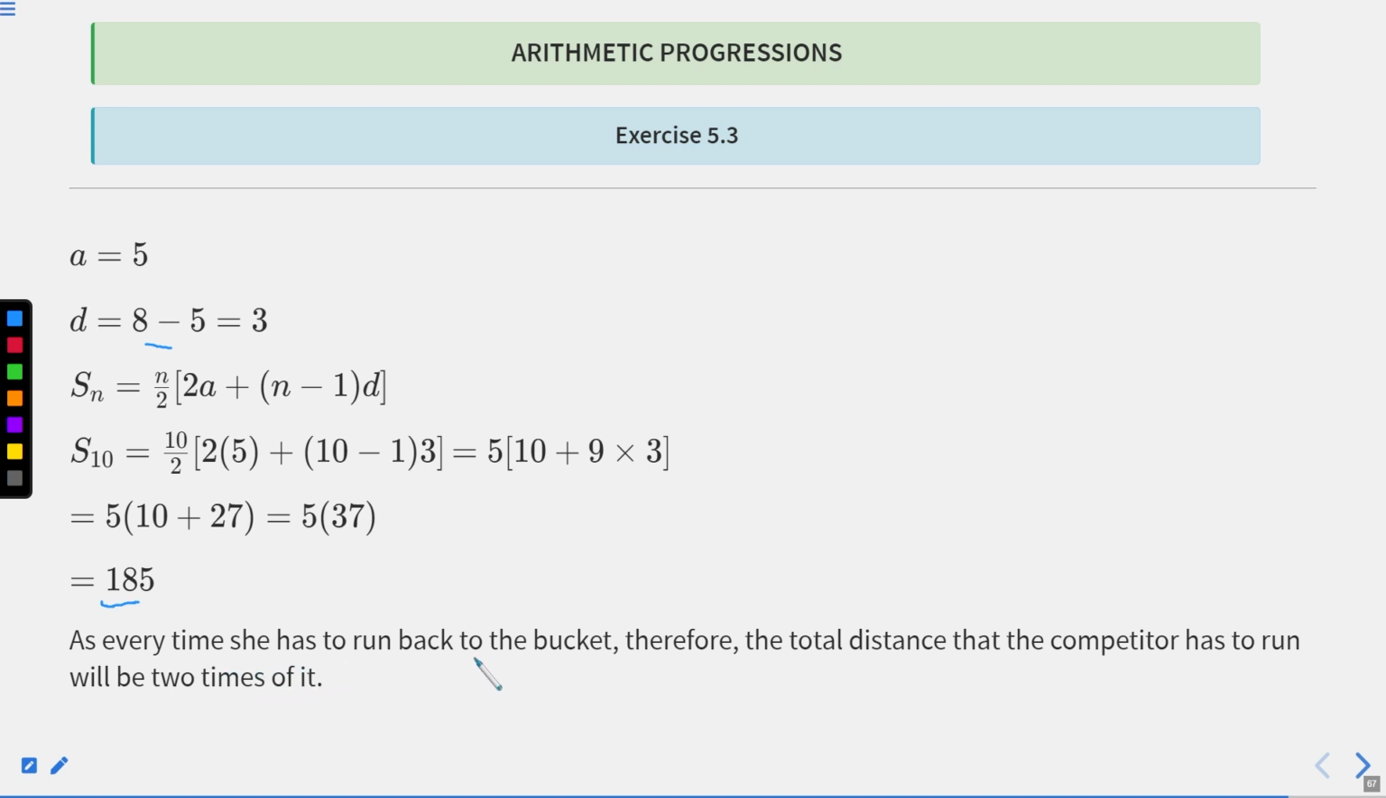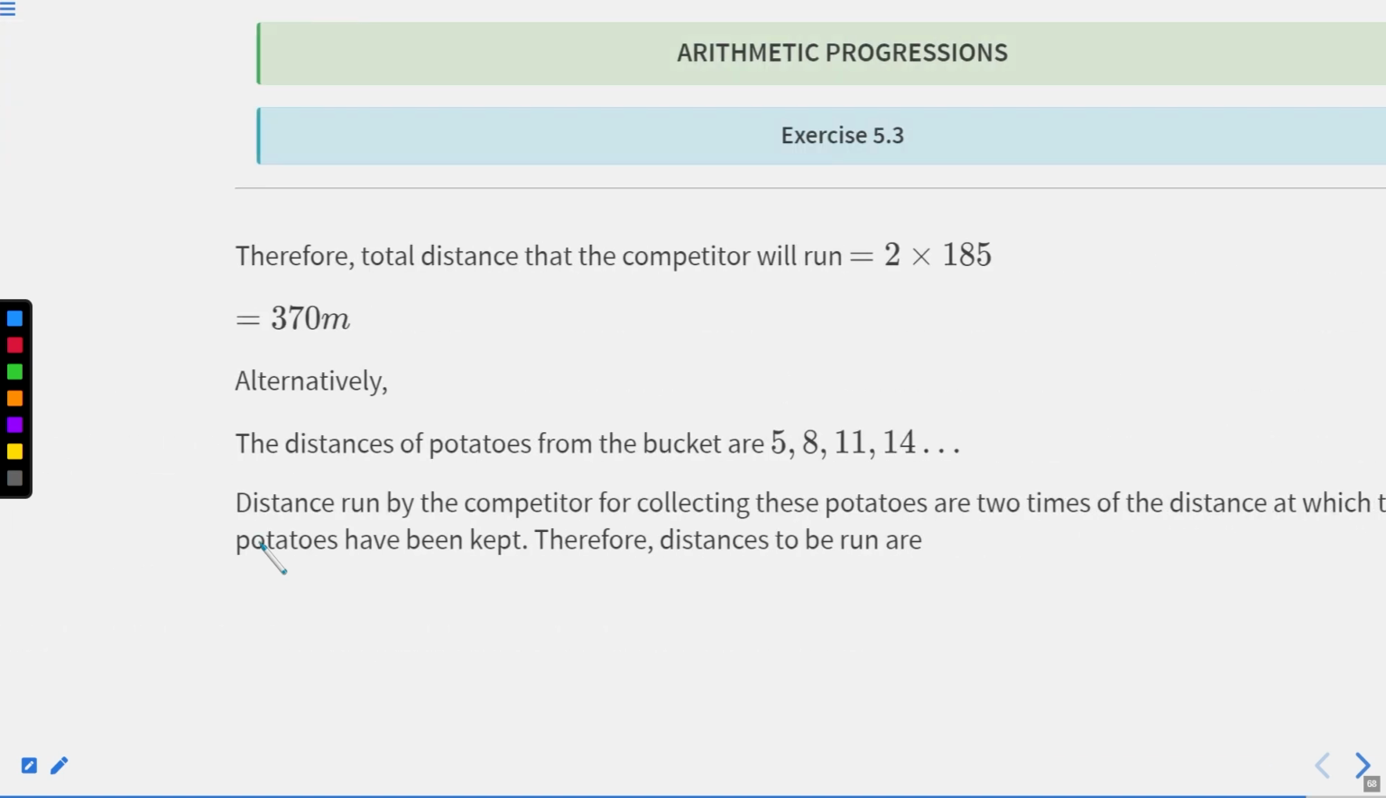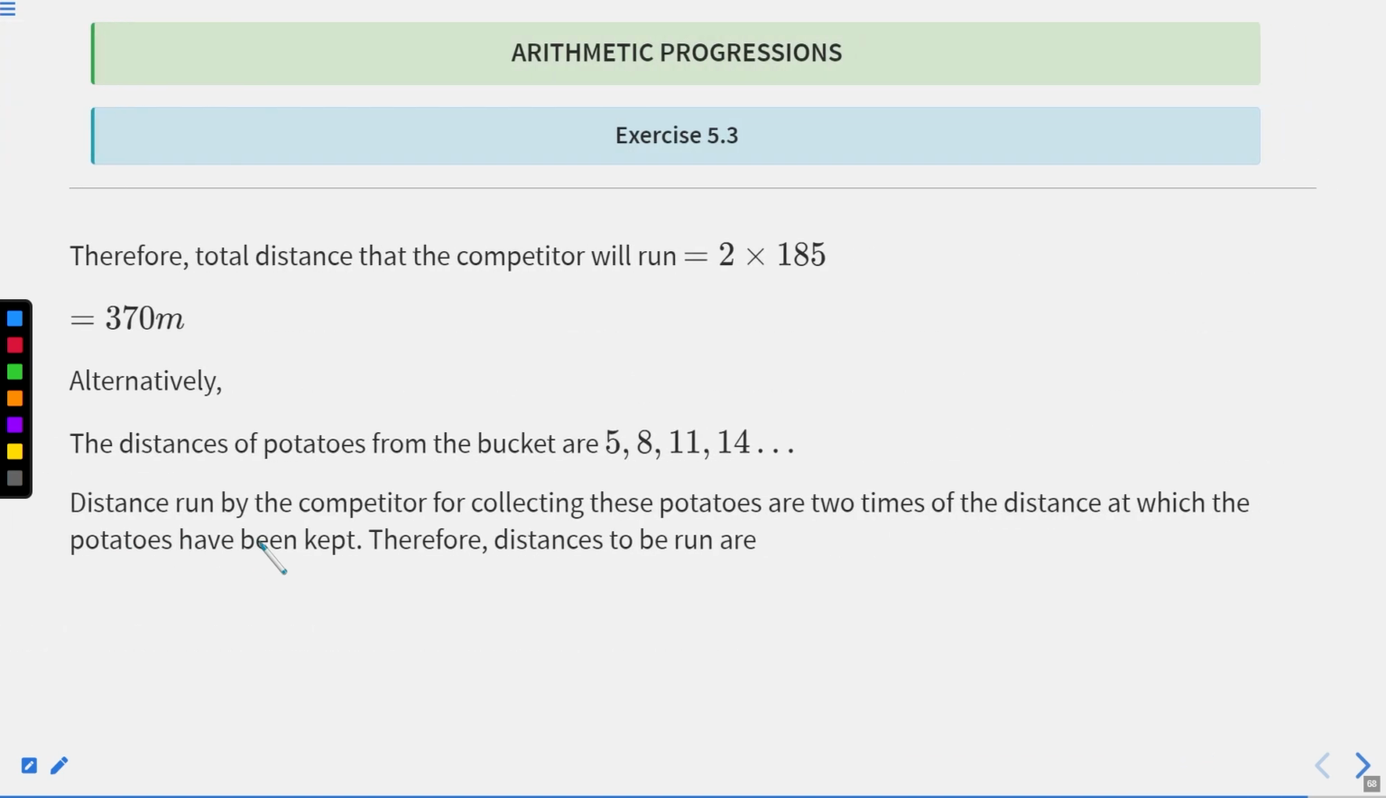Okay, so the sum of the first 10 potatoes, S10, is equal to 185. As every time the competitor has to run back to the bucket, the total distance the competitor has to run will be 2 times of it, that is 2 times 185. Therefore, the total distance that the competitor will run is 2 into 185, that is equal to 370 meters.